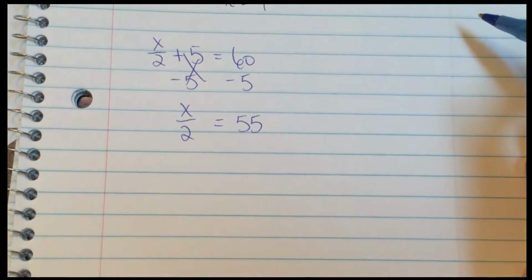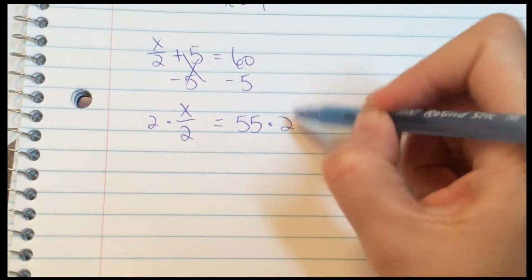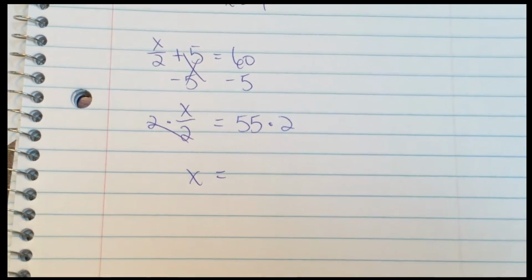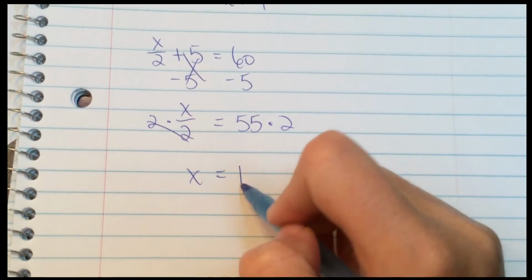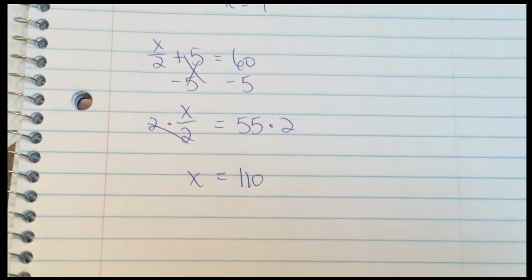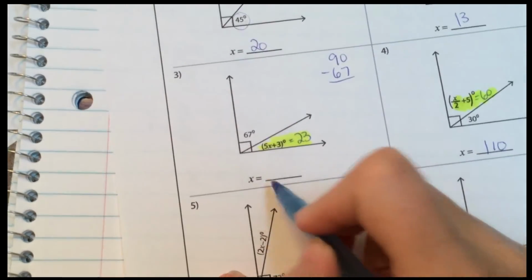And then x is being divided by 2. I'm going to multiply by 2 on both sides to get rid of it. And 55 times 2 is 110. And you can check yourself in your calculator. So this was 110, and this one was 4.